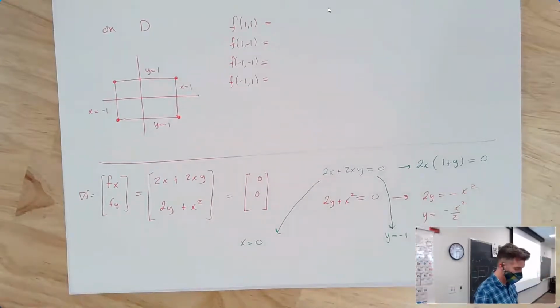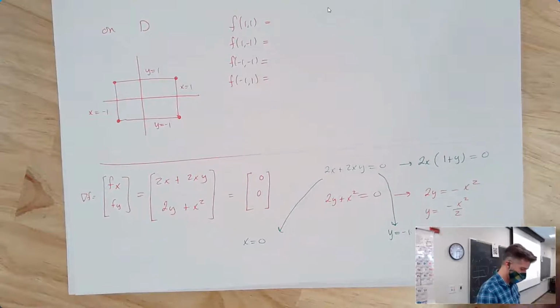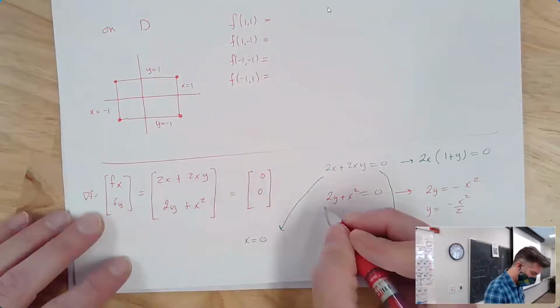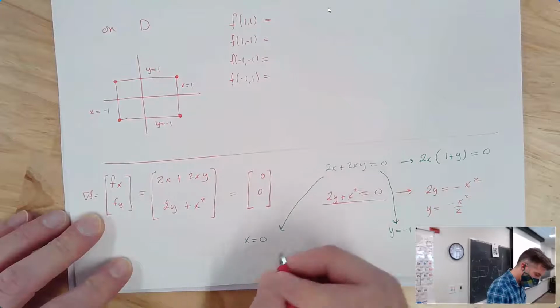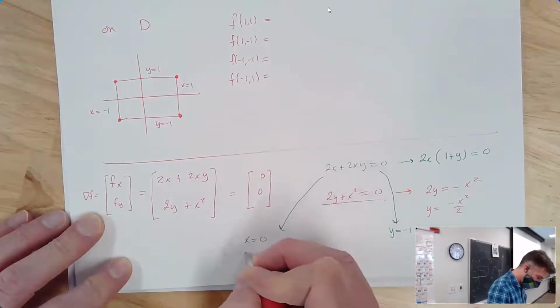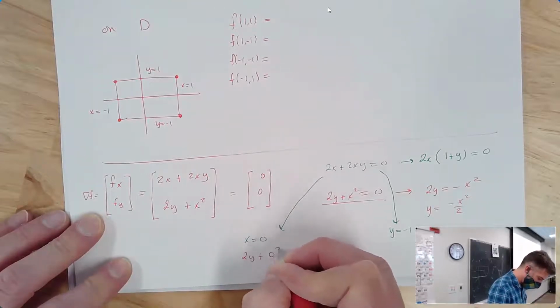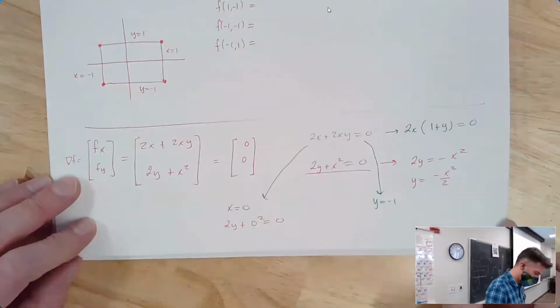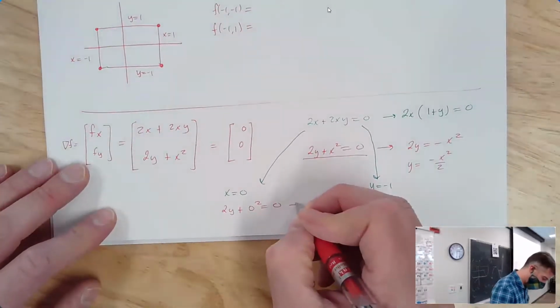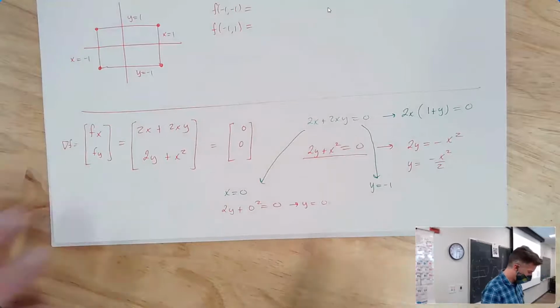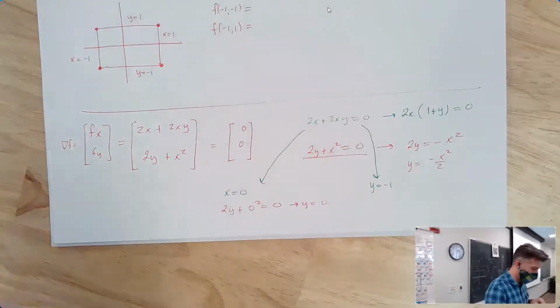And then we're going to use that in the other equation. So in my red equation here, if x is 0, then we get 2y plus 0 squared equals 0, so y has to be 0 as well. So when x is 0, y is 0, that's one of our critical points.